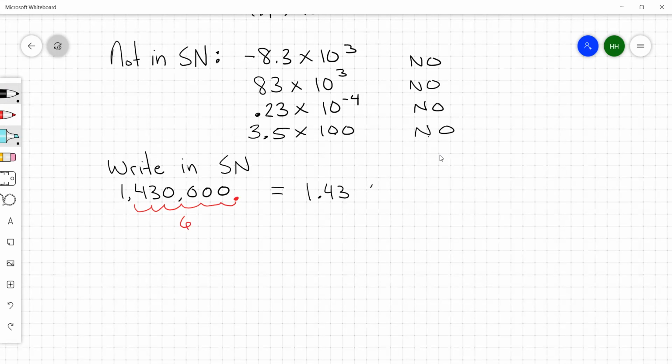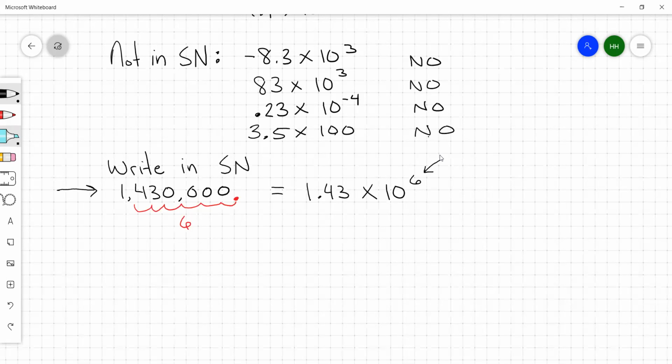So this 1.43 million in scientific notation is 1.43 times 10, and since you moved the decimal 6 places, it's times 10 to the 6th. Now, if this number that you start with is greater than 1, your power will always be positive.